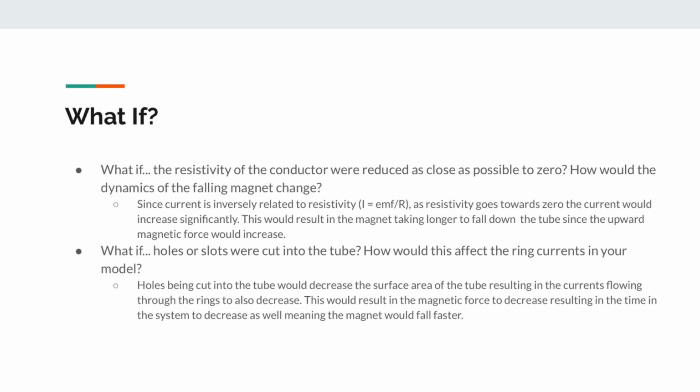Then we ask, what if holes or slots were cut into the tube, and how this would affect the ring currents in our model. Holes being cut into the tube would decrease the total surface area of the tube, which would result in the currents flowing through the rings to also decrease, seeing that the surface area and currents are directly related. This would result in the magnetic force decreasing, resulting in the time in the system to also decrease, meaning that the magnet would fall faster through our system.